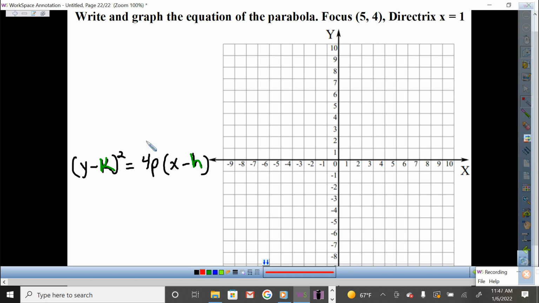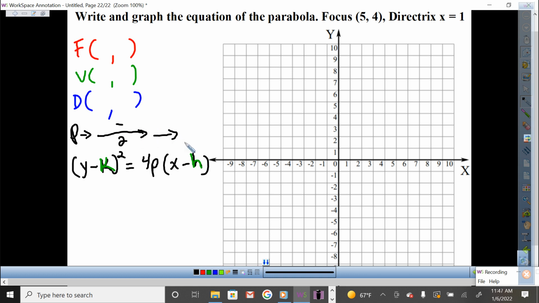All right, let's get organized. We got F for focus, V for vertex, D for directrix, P for distance between the points, divided by 2. Okay. All right, let's get started. Here we go. Where do we start? The focus is 5, 4.